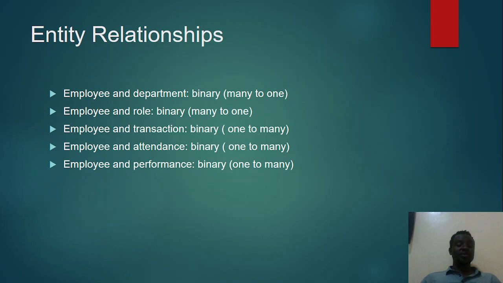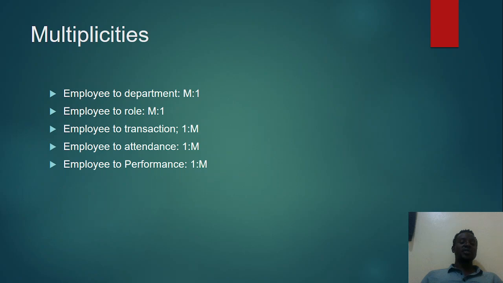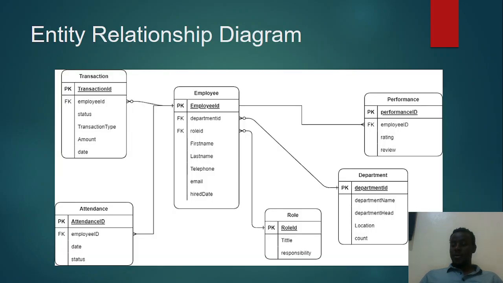The next one, we have an employee and attendance. One employee can have one to many attendances. An employee and performance entity. This is whereby an employee can have one to many performance reviews. Next we have the multiplicities, which is the same: many to one, one to many, and one to many. Next we have an entity relationship diagram. This is where you can easily view how things are done.